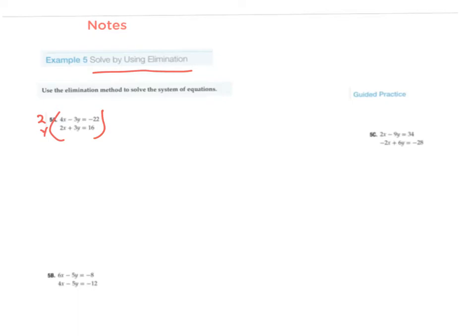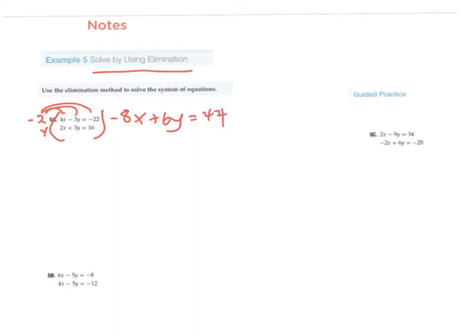So that was a 4 and that was a 2, but I'm going to make one of them negative. And so now I'm going to multiply. So I'm going to distribute. This times this is a negative 8x. Negative 2 times a negative 3 is a positive 6y. And a negative 2 times 22 is positive 44.